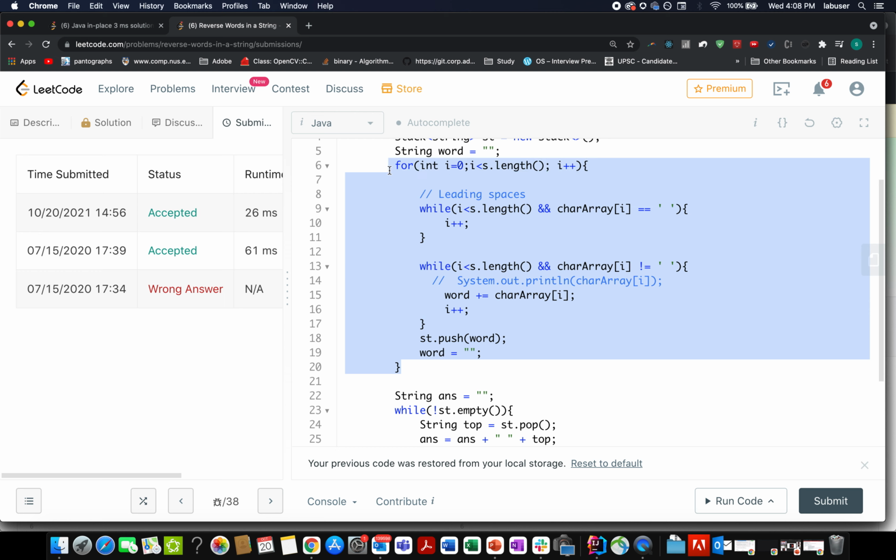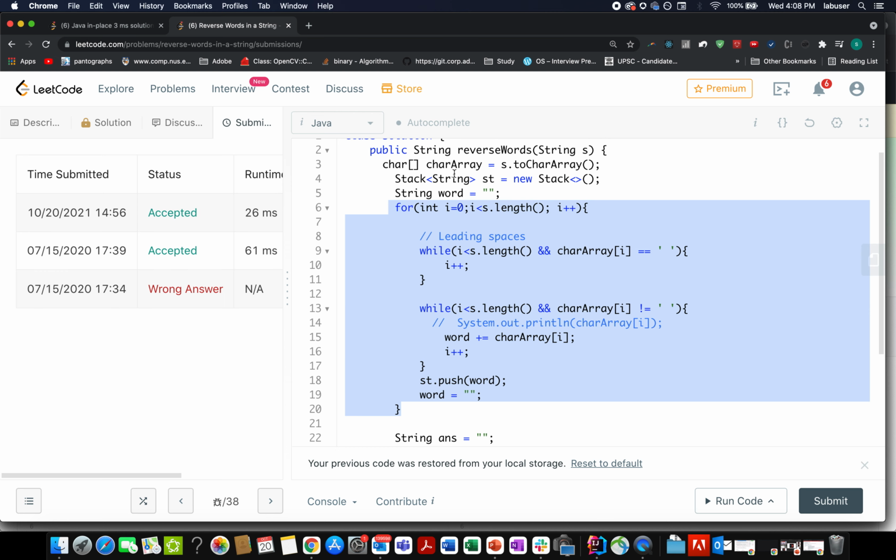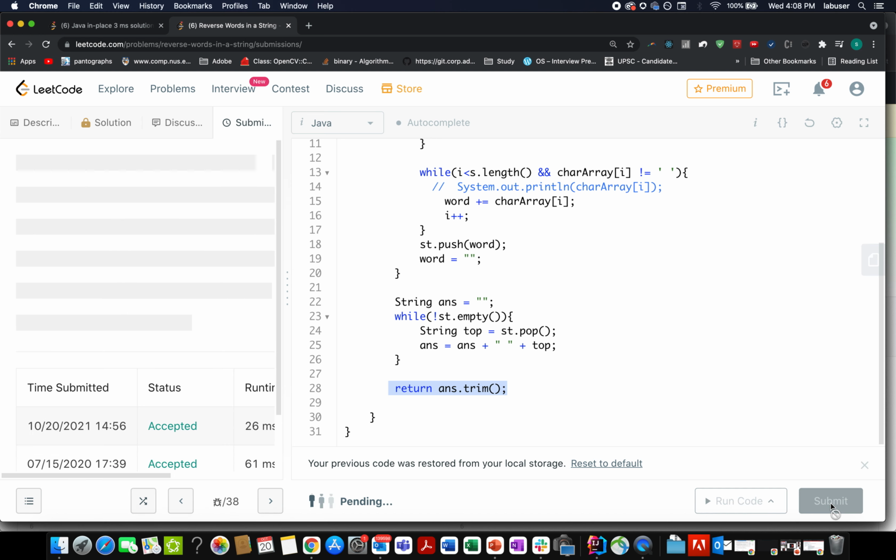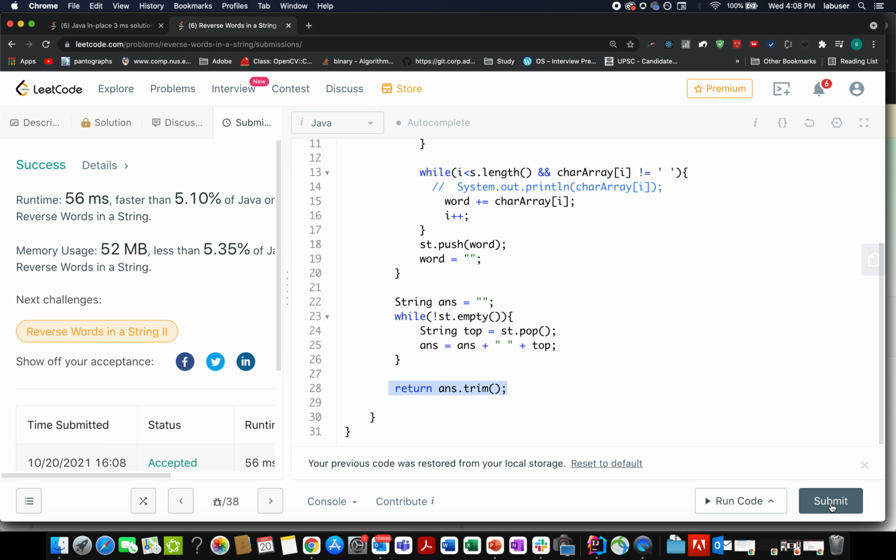So once I'm out of this loop, all the words have been added onto my stack. I created an answer string. Till the time my stack is not empty, I pop out an element from the stack and add it to my answer, and I return the trimmed answer as my final output. Let's try this out. 56 milliseconds, not that efficient.